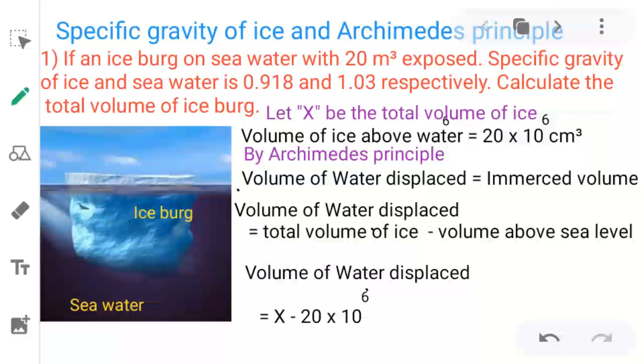Hello students, in continuation of the chapter specific gravity, in this video I am going to give you a special case of how to find the volume of an iceberg which is floating on the water.